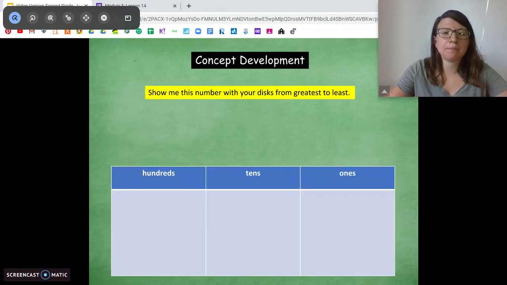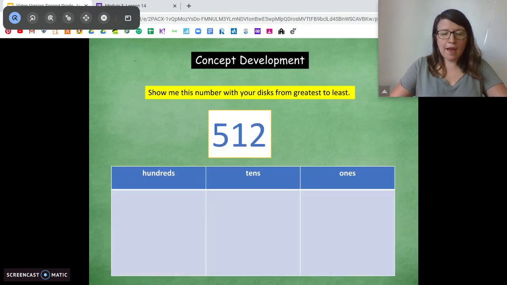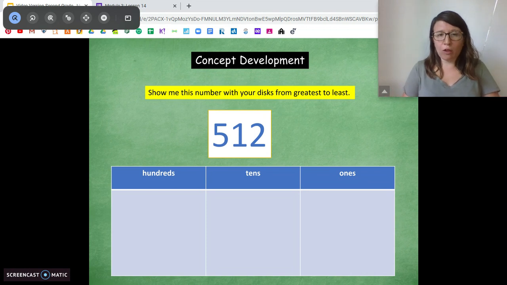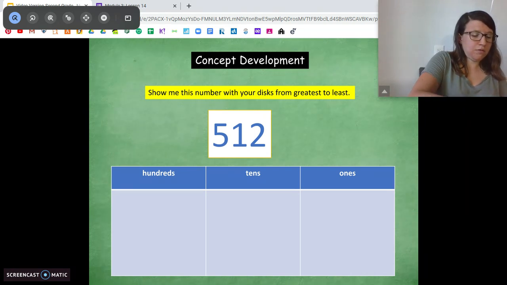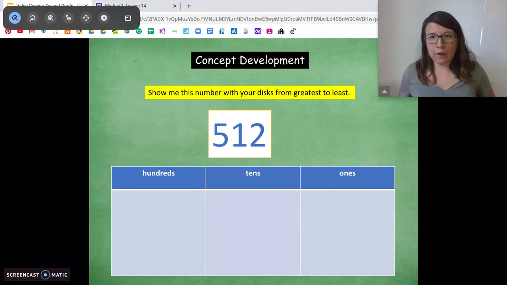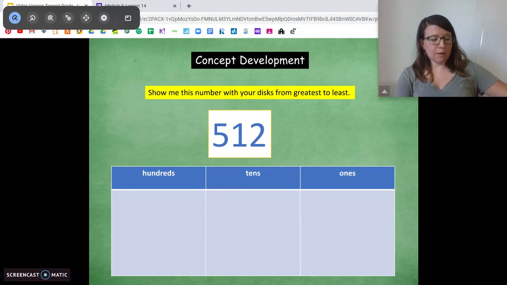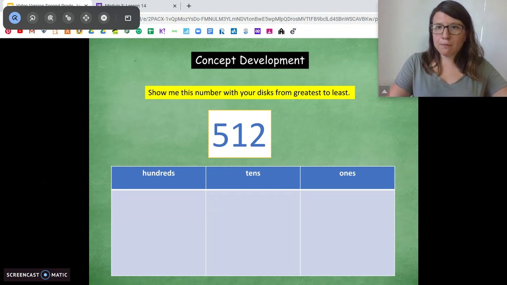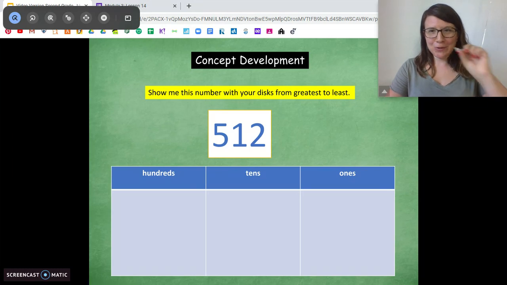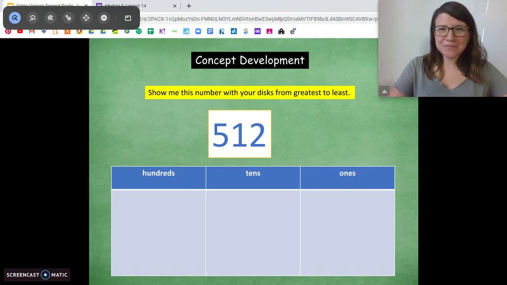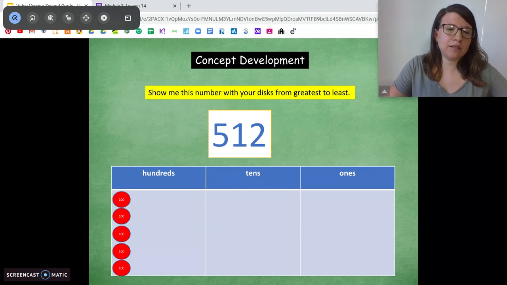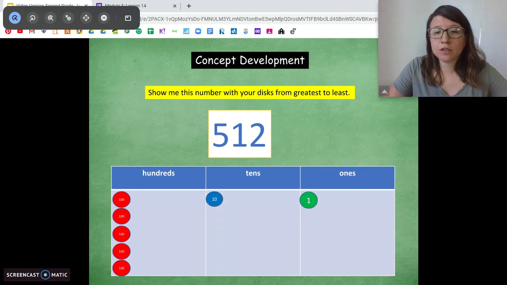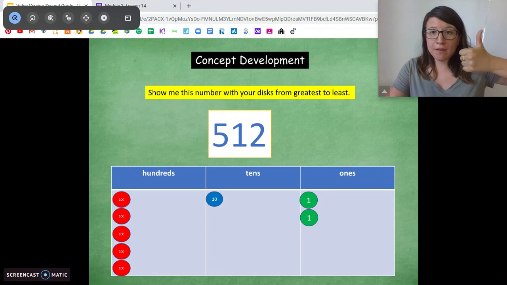Awesome. All right, let's try another one. So clear your board. I want you to show me 512 on your board. 512. How many hundreds, how many tens, how many ones? Go ahead and do that. Pause the video. Make that on your place value board with whatever place value discs you're using. Got it? Okay, so you should have 5 hundreds, 1 ten, 2 ones. Thumbs up if you got that.